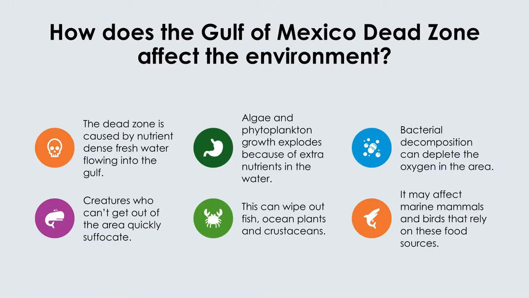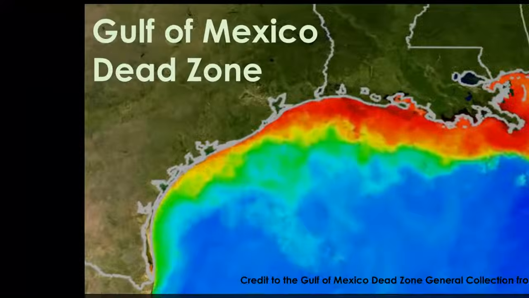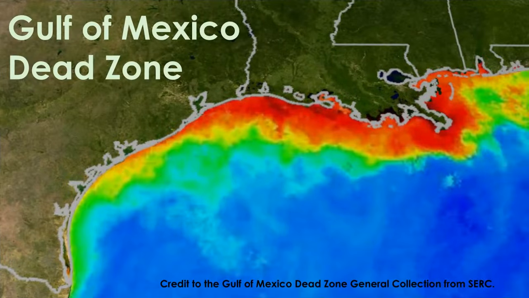This can wipe out fish, ocean plants, and crustaceans, and it may affect marine mammals and birds that rely on these food sources. This is a thermal image of the Gulf of Mexico dead zone. The areas in red is where the oxygen is most depleted. As you can see, it affects several states within the Gulf of Mexico along with the country of Mexico.